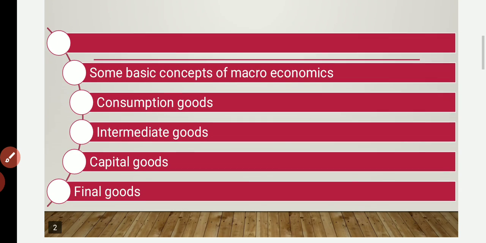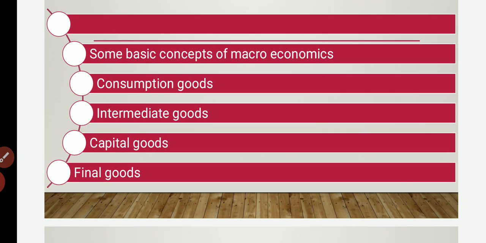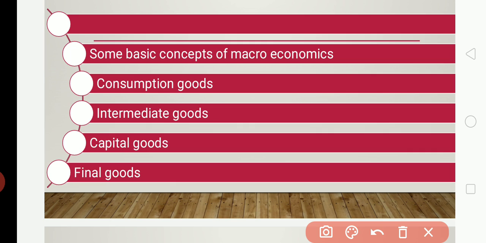So now we'll discuss some basic concepts of macroeconomics. Here we have to know these concepts, because in national income accounting we will use these goods. For example, consumption goods, intermediate goods, capital goods and final goods.